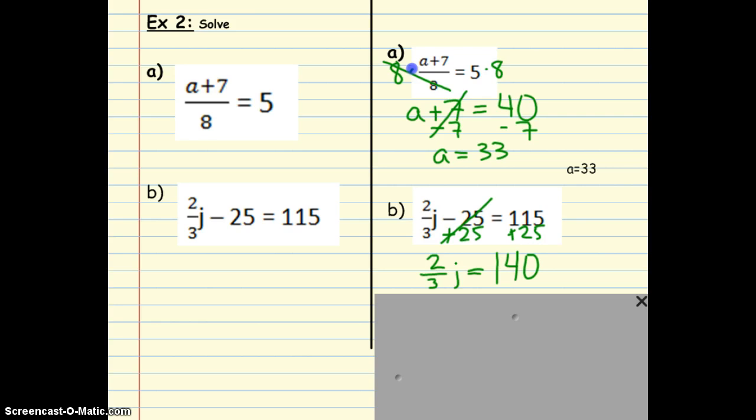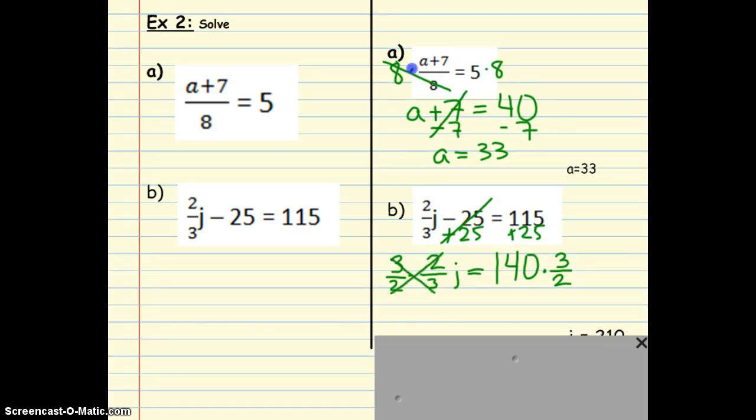2/3 times J. To get rid of it, we need to divide by 2/3. But instead of dividing by 2/3, we want to multiply by the reciprocal. And the reciprocal is 3/2. Do that on both sides, multiplying by 3/2. 3 times 2 is 6, 2 times 3 is 6. These cancel one another out, and on the left-hand side, we're left with just J.